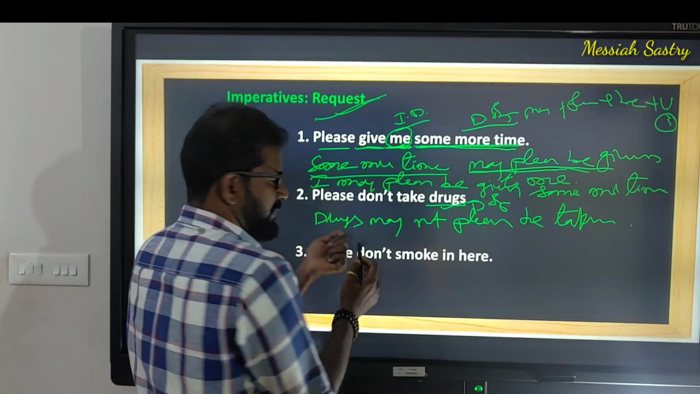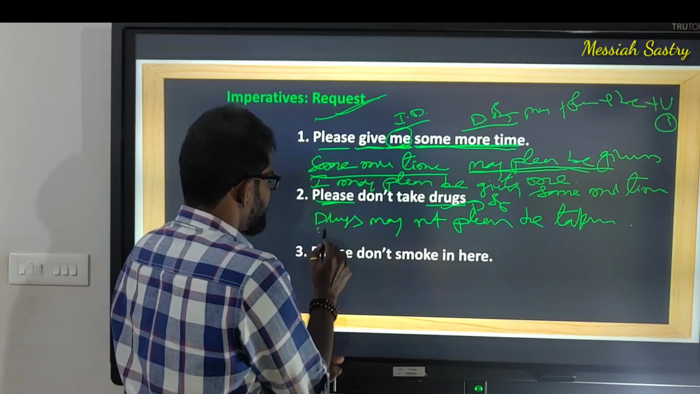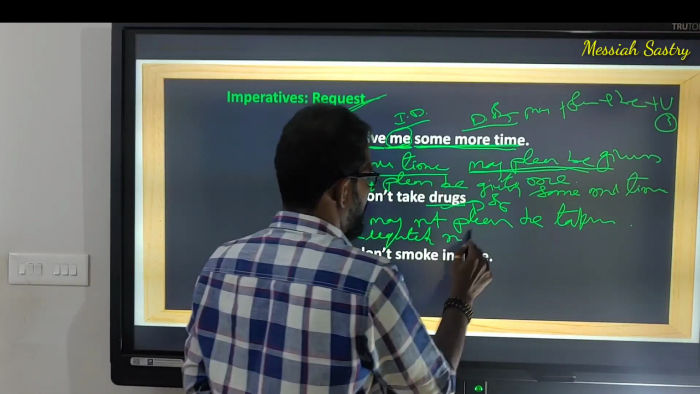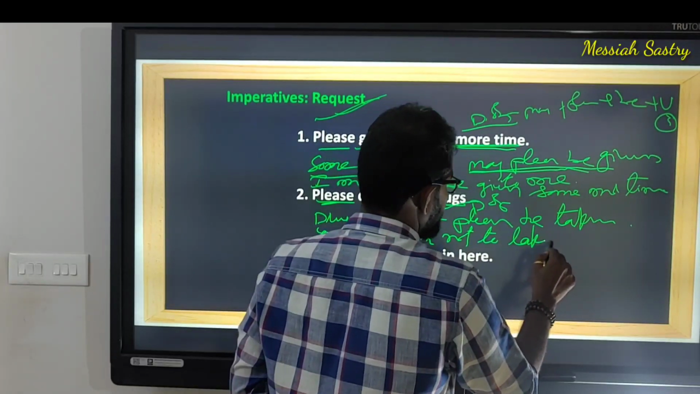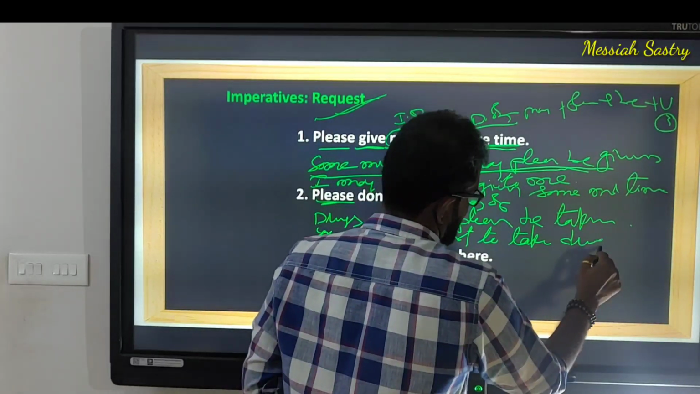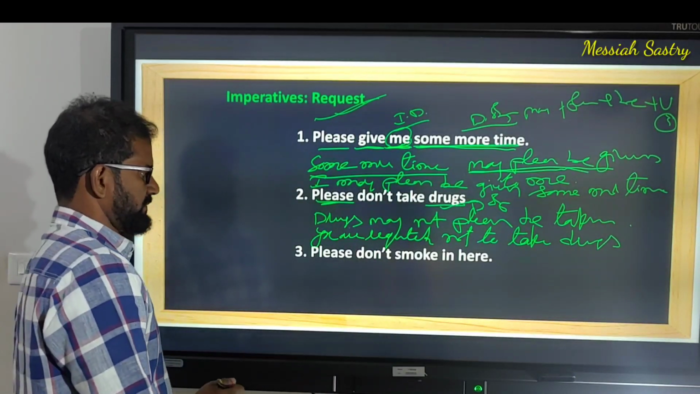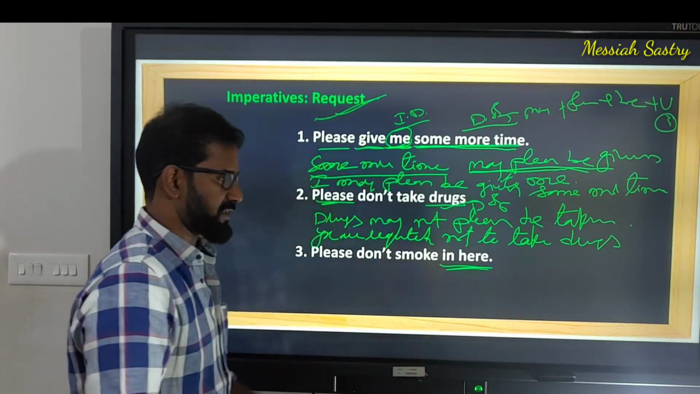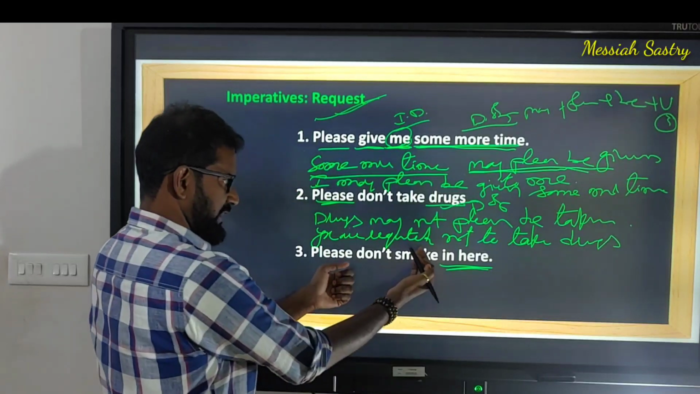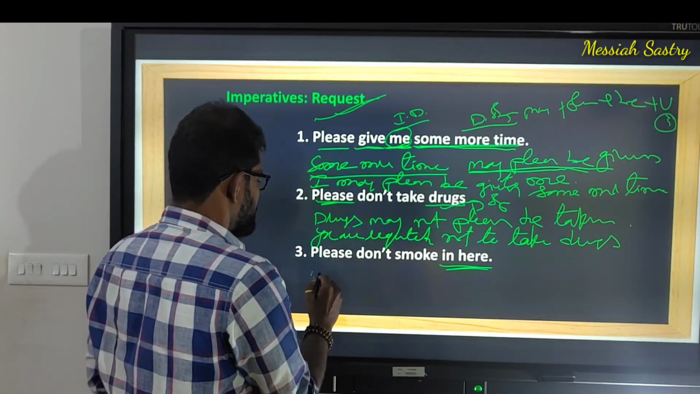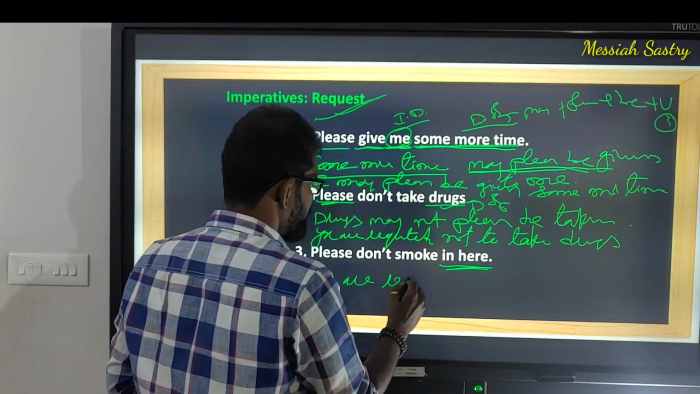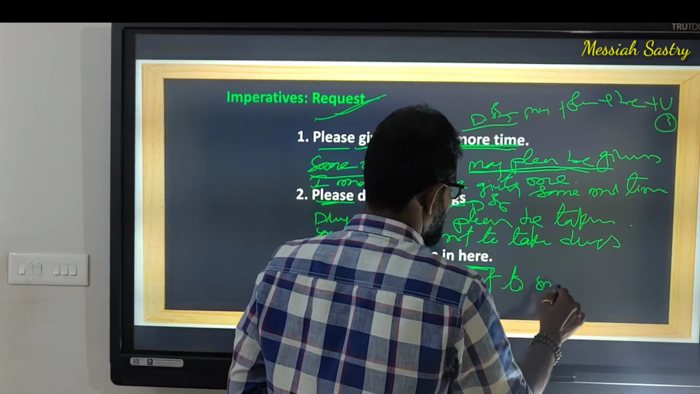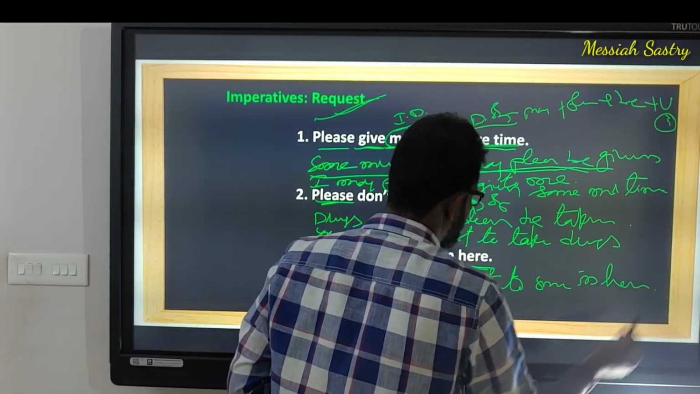Another possible way of writing is: you are requested not to take drugs. Please don't smoke in here. So we don't have an object here; the object is totally missing. But we can write that answer starting with you are requested: you are requested not to smoke here.